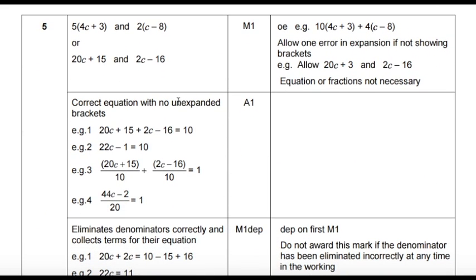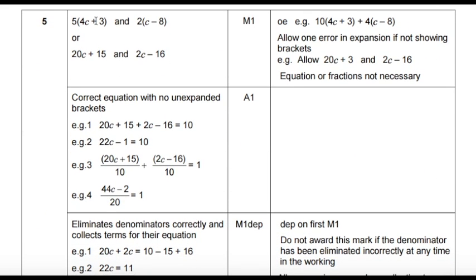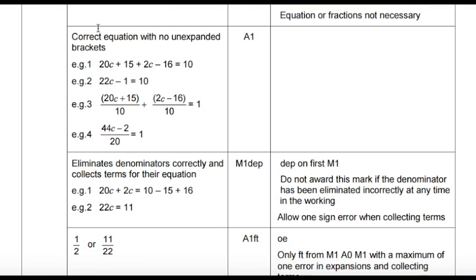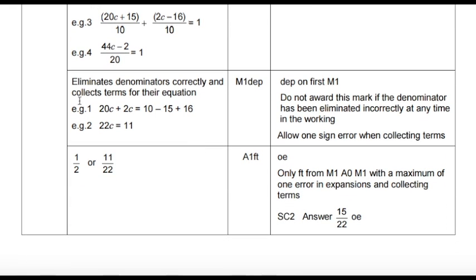So, 1 mark, so kind of doing what we did here. Correct equation with no unexpanded bracket. So if you expanded everything out, here you can see an example where they've done it adding together the fractions. Eliminating denominators correctly and collecting terms of their equations. That's what we did when we got 22c equals 11. And a final mark for a half, or 11 over 22.